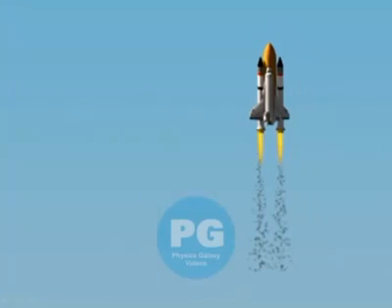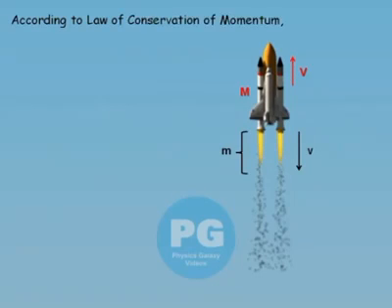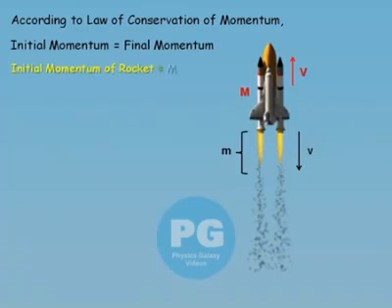Suppose the gases are ejected at a velocity of small v, and the mass of the fuel gases is denoted by small m. The mass of the rocket is denoted by capital M, and it moves forward with the velocity of capital V. Now, according to the law of conservation of momentum, we know the initial momentum is equal to the final momentum.